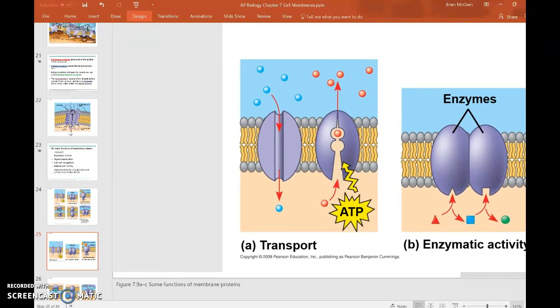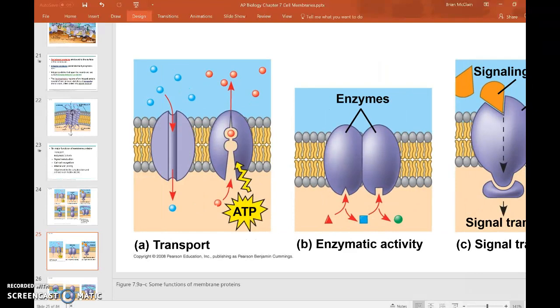Okay, the first one, I'm going to kind of hold off on a major explanation of this because this is really the big topic of the chapter, but that is they serve as a point of transport. So really, this picture is showing us 2 different scenarios. Scenario number 1, we have molecules going down a gradient.